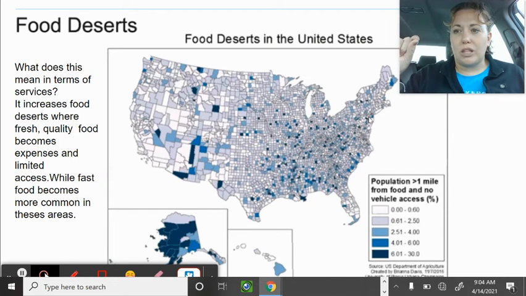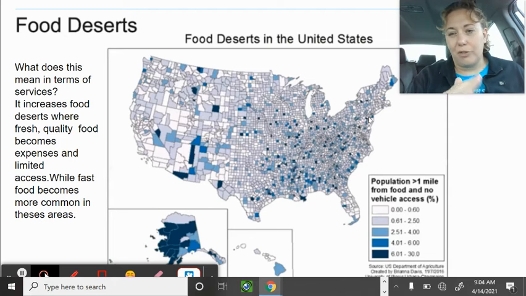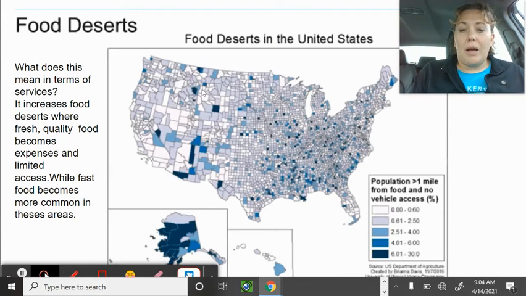So they're often stuck with shopping at the Loaf and Jug, or now at that Dollar General. There's not fresh fruits and vegetables in the Dollar General, but there's food. So they're not starving, but it's just not good, healthy food. Okay. You guys can see food deserts here in the United States. Population is greater than 1 mile away from food and no vehicle access. So again, this is a development thing. Lower income people typically have less access to transportation, therefore are the ones that are locked out of having access to fresh fruits and vegetables.